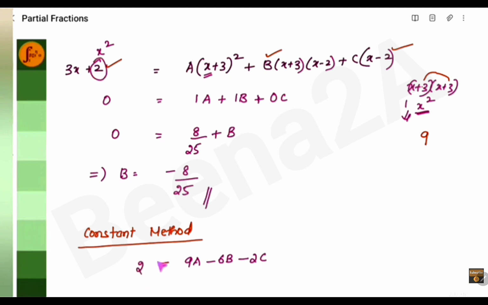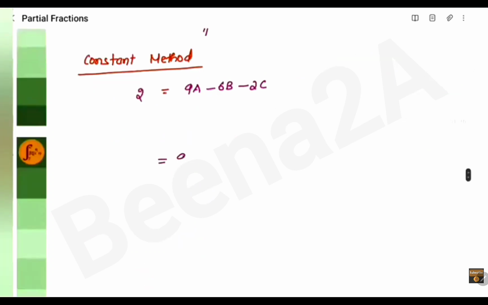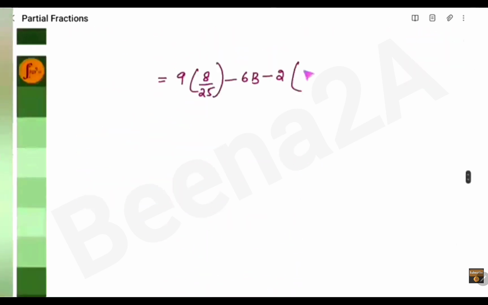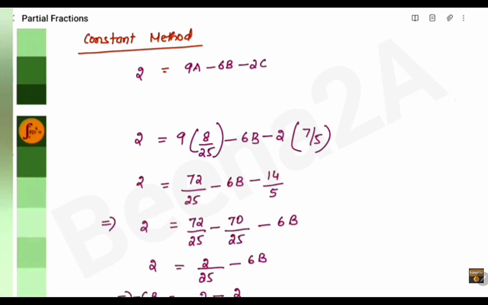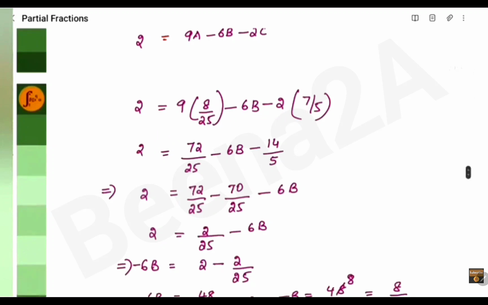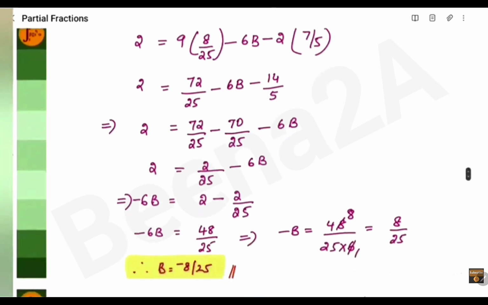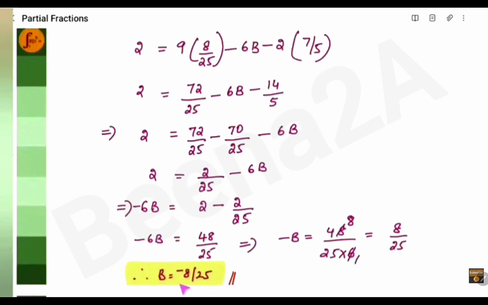So 2. We'll substitute the value of a. A is 8 by 25. Minus 6b. B we have to figure out. Minus 2 into c. C is 7 by 5. So now we'll calculate. On simplifying all of this, there are multiple calculations. Basically, you'll have to take the LCM, subtract, multiply and all of that. And finally, we get the value of b, which is minus 8 by 25.